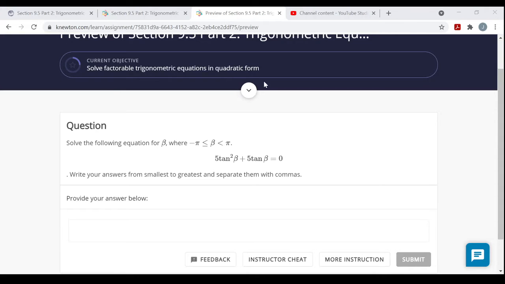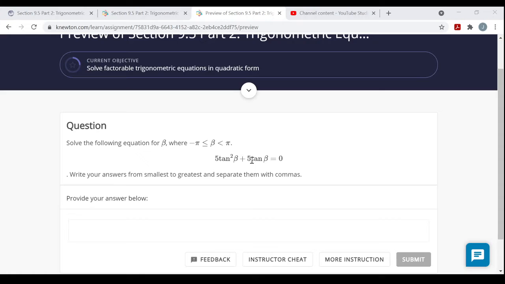If you want to see how they're instructing you, click on more instruction. Look at their videos, their notes, their examples. Hopefully those help. This is another one where there's tangent involved. The first video in this objective also had tangent involved. Just know that it's not always going to be tangent. It might be sine, cosine, secant, or some other function instead of just tangent. Please know that. We're asked to solve the equation for beta.